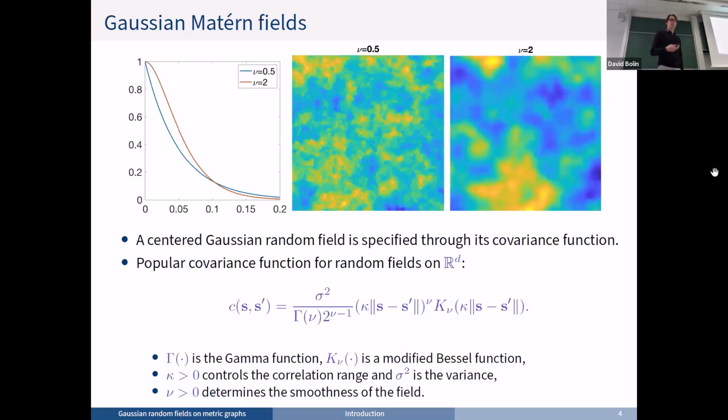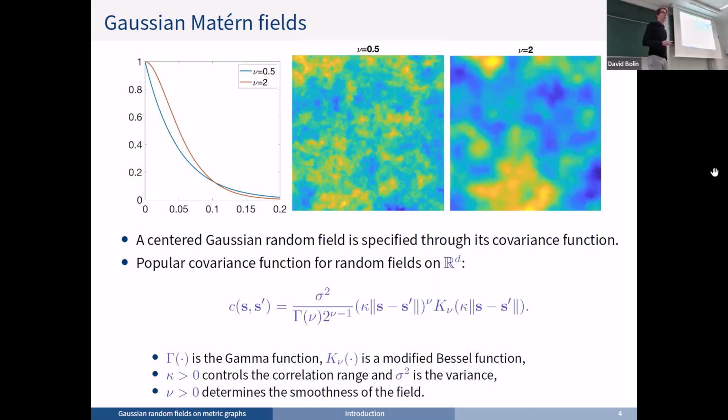One of the most well-known and most used models for this Gaussian process are these Gaussian Matern fields. So these are Gaussian processes where the covariance function is specified to be of this form here. This is a popular choice because you essentially have parameters that directly control the most important aspects of the process. You have a parameter controlling the correlation range, kappa, you have the variance, sigma, and you have a parameter that controls the sample path regularity, so the differentiability of the process.